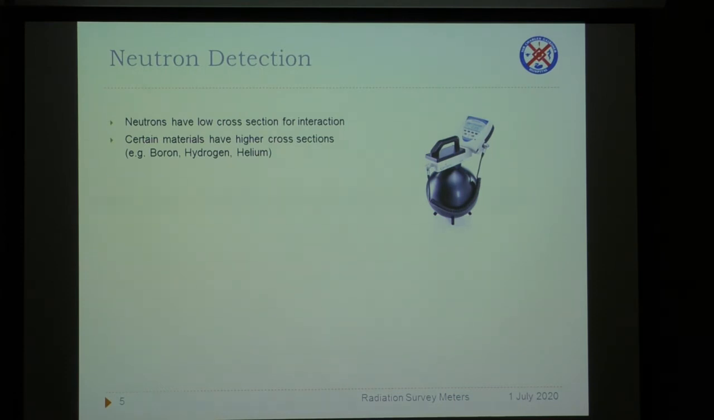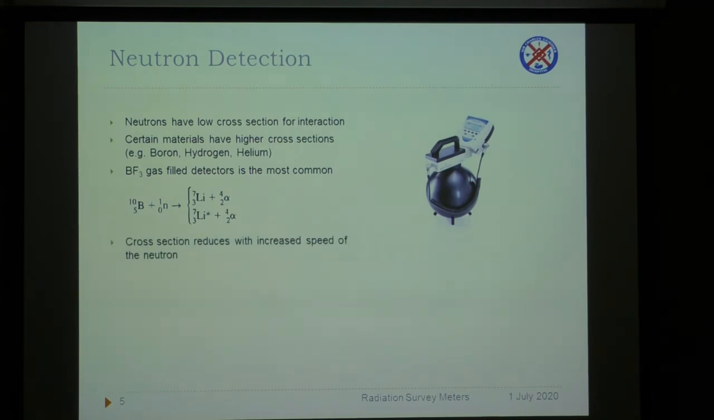So neutron detection. I'm not going to pass this around because this one's heavy. Neutrons have a very low cross section for interaction, so they're a bit like photons, they just go through anything. Certain materials have a higher cross section. So boron, hydrogen, and helium have a much higher cross section of interaction than any other material. The most common type of neutron servometer is a BF3 gas filled detector. You can also get helium gas filled detectors, but the boron interacts with the incoming neutron to produce lithium and an alpha particle, and then this can detect the alpha particle.